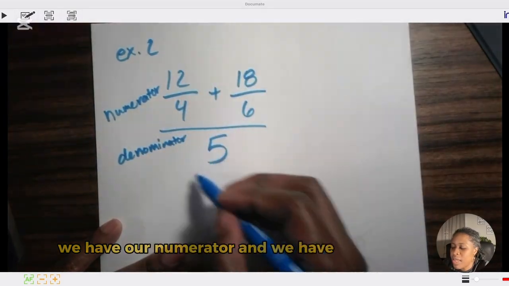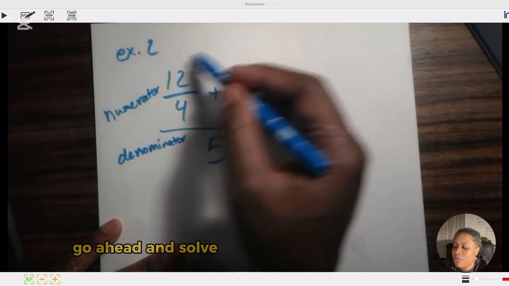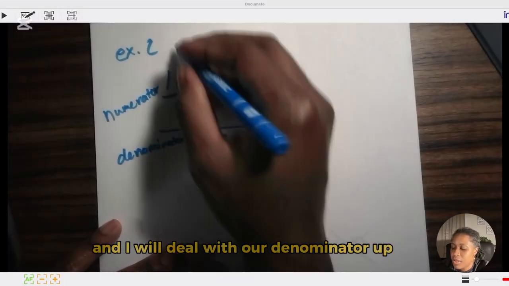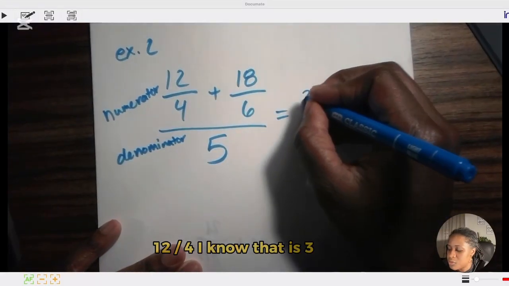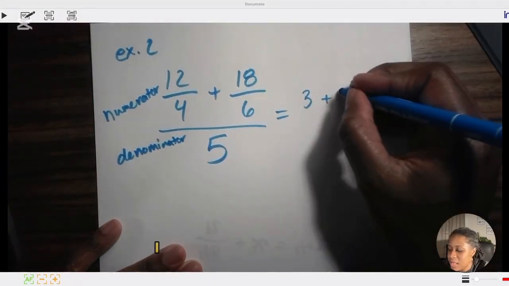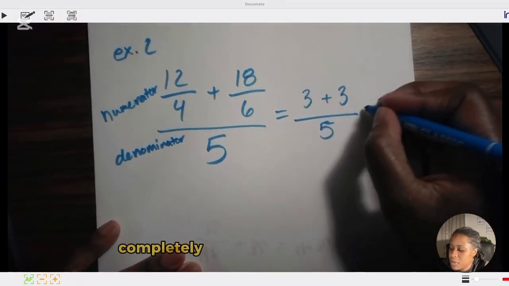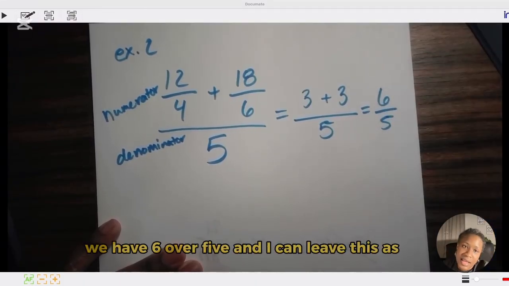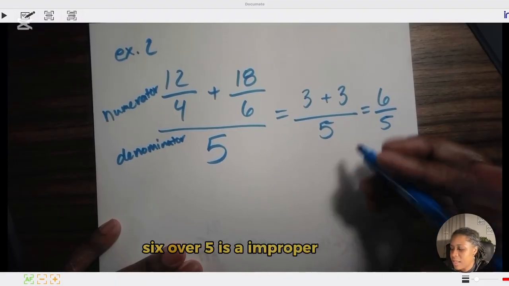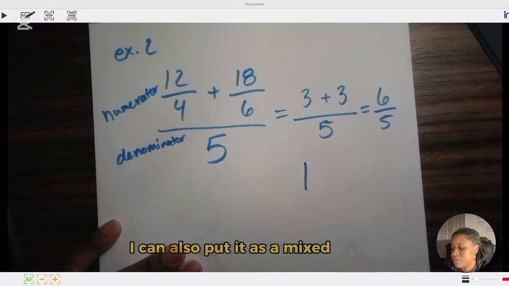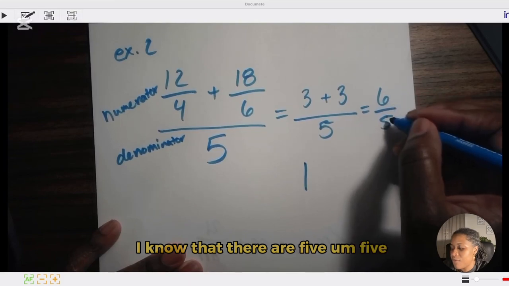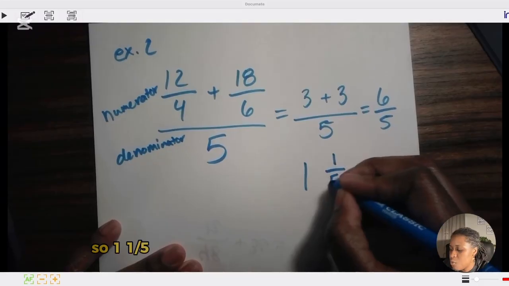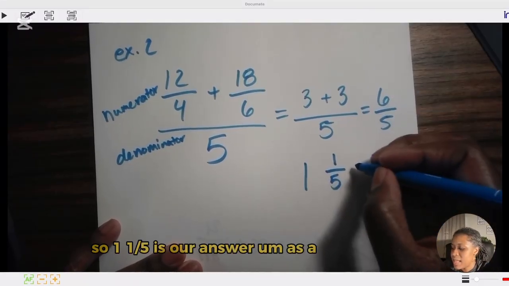We have our numerator and we have our denominator. I'm going to go ahead and simplify the numerator first. Then I will deal with our denominator. Up here, 12 divided by 4, I know that is 3, plus 18 divided by 6, I know that's also 3, over 5. Completely simplifying our numerator, we have 6 over 5. And I can leave this as such. 6 over 5 is an improper fraction. I can also put it as a mixed fraction. There's one set of 5 in 6, and there's 1 unit left over. So 1 and 1/5 is our answer as a mixed number.